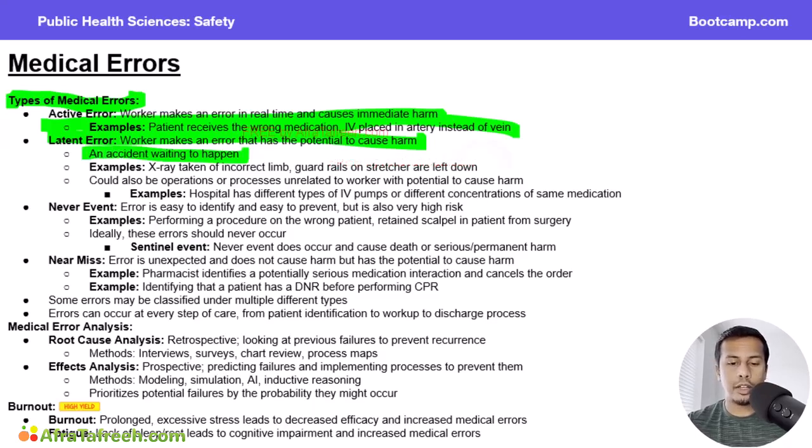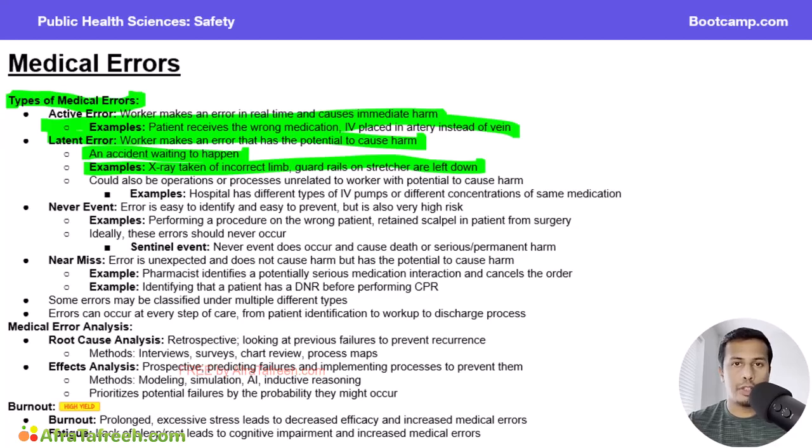Examples of this, an x-ray being taken on the incorrect limb, or guardrails on a stretcher being left down. In terms of the x-ray being taken, that's not directly harming the patient right now, but if somebody looks at that x-ray and says it's all normal and the patient gets discharged, they could go home and they could get sicker, they could get even more injured. Guardrails on a stretcher being left down, that's not hurting the patient right here, right now in this moment, but that does increase the potential that they may fall later, and that could cause harm later on. So both of those are examples of latent errors. They are accidents that are waiting to happen.